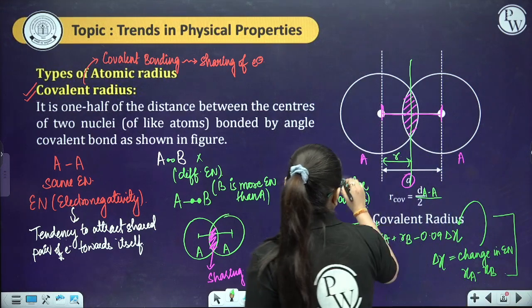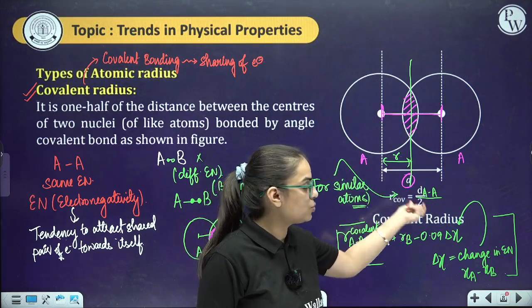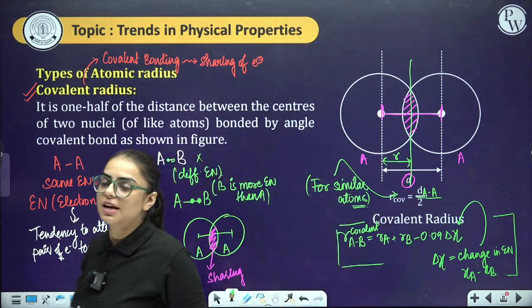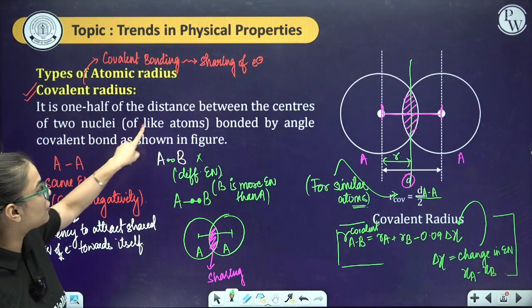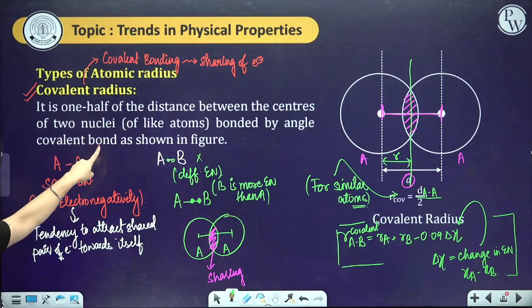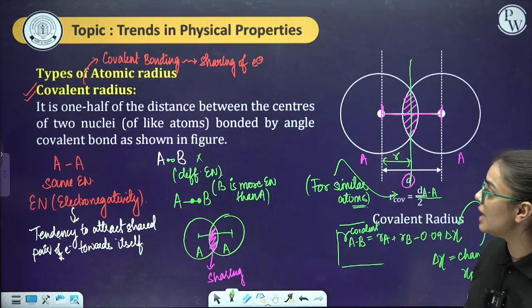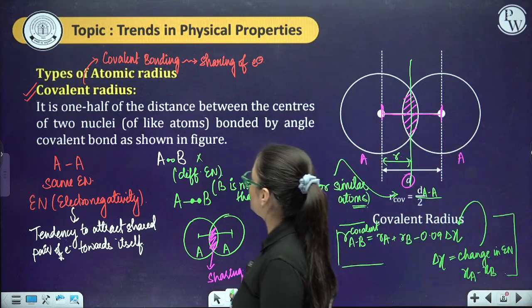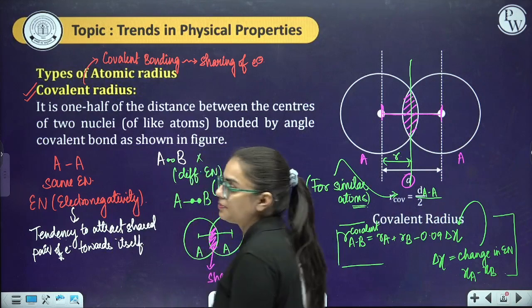And for similar atoms, the radius is quite simple. The distance of A and A divided by 2 comes out to be the radius for similar atoms. For dissimilar atoms, you are going to use this formula. Yeah. So let us read it. It is 1/2 of the distance between the centers of the two nuclei bonded by a single covalent bond, as shown in the figure.